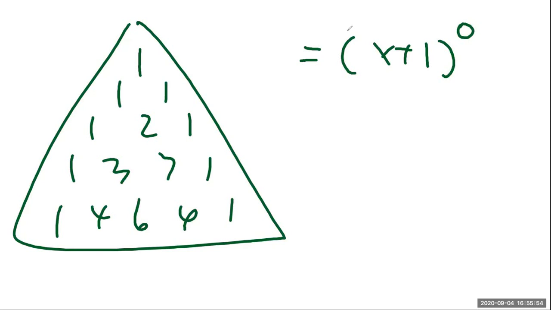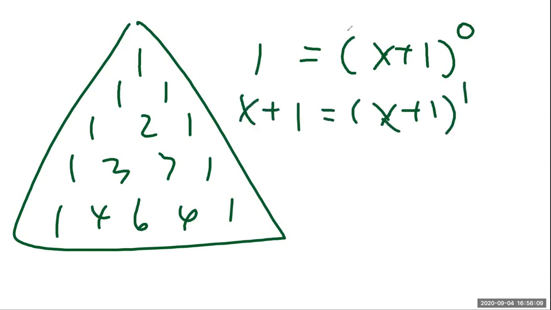Wait, 2 power 1? x plus 1 to the power of 1. Remember, x plus 1 to the power of 0 is just 1. How about this one? Then x plus 1. How about this one? x squared plus 2x plus 1.